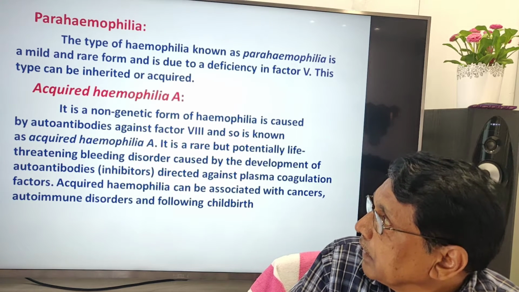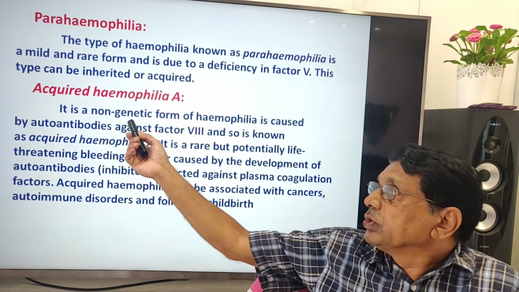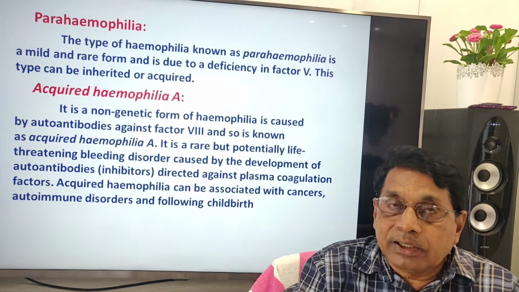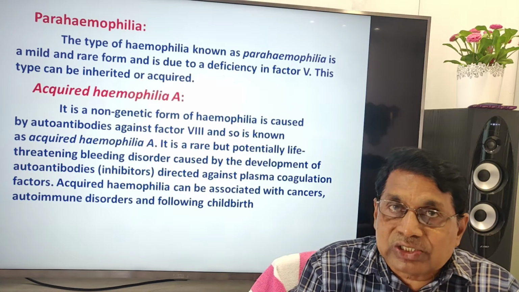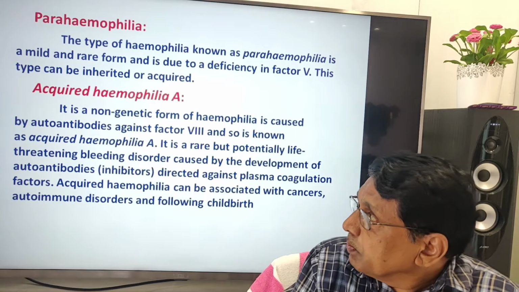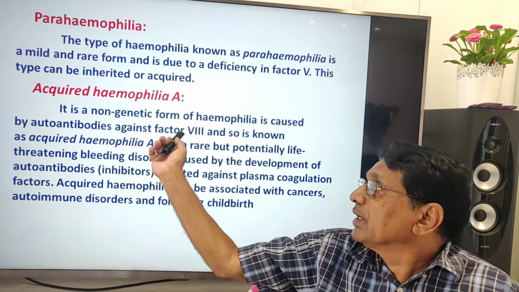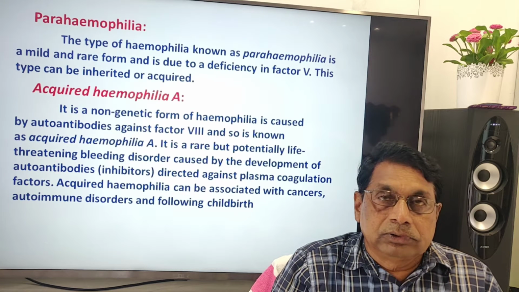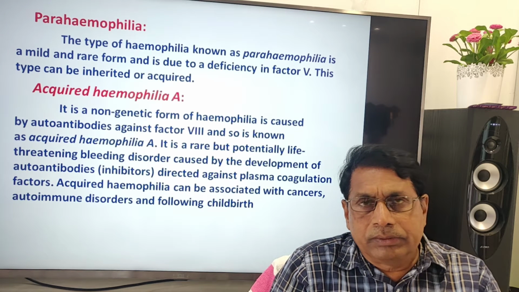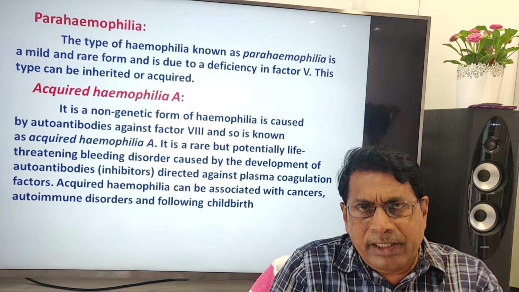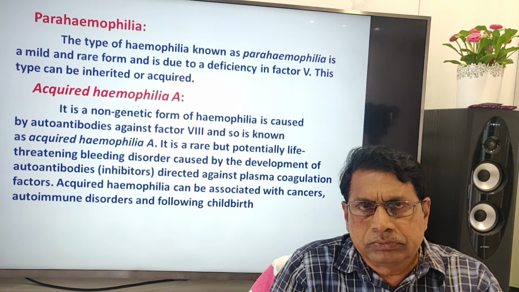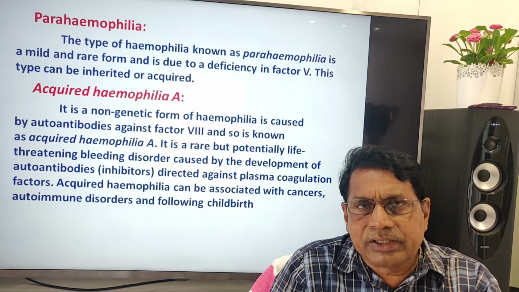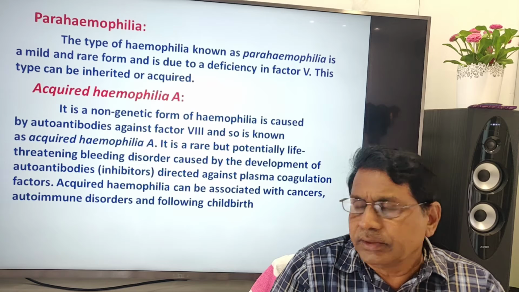Acquired Haemophilia A is a non-genetic form of haemophilia, not related to genes, and is caused by antibodies against factor VIII. Factor VIII is a protein. Against that protein, some antibodies are produced. These antibodies nullify the effect of factor VIII. It is an autosomal disorder.